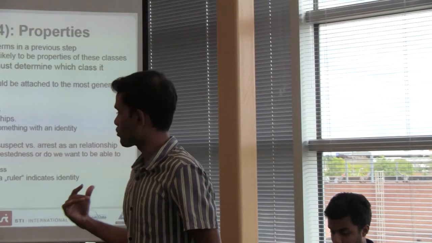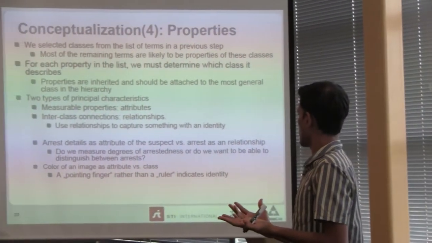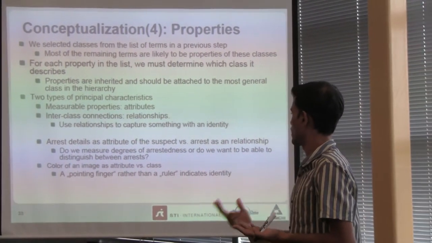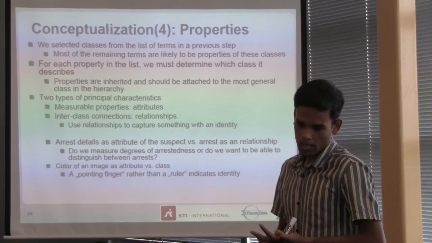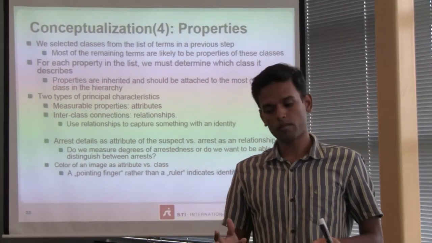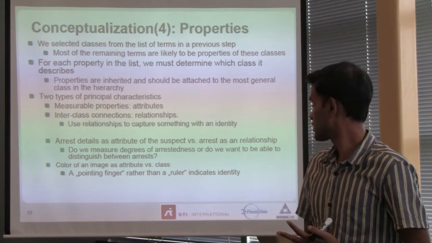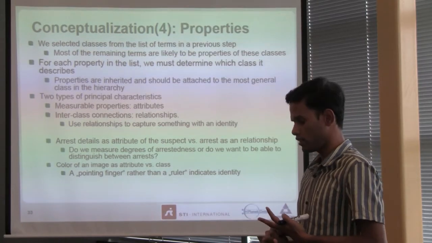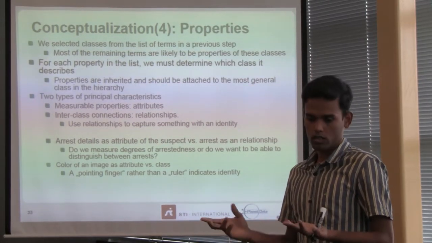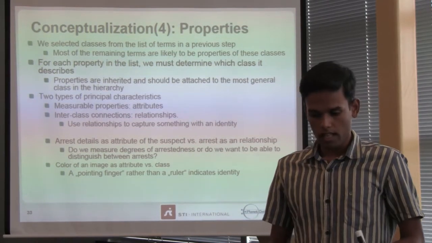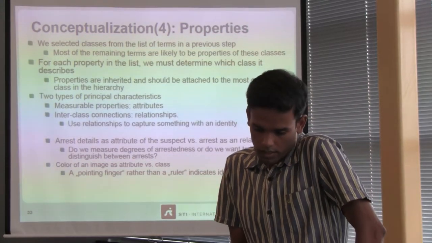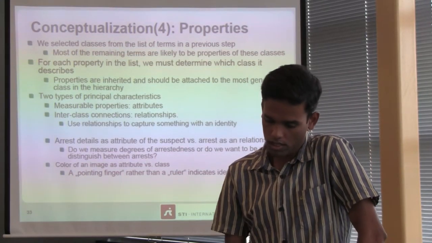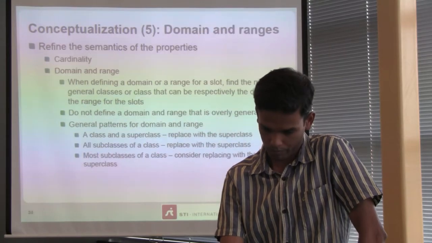So that's about the properties. To summarize, there are two different types of properties, attributes and relationships. Sometimes it's tricky to identify whether something is an attribute or whether I should define it as a relationship. That's again based on what you want to do with your data representation.